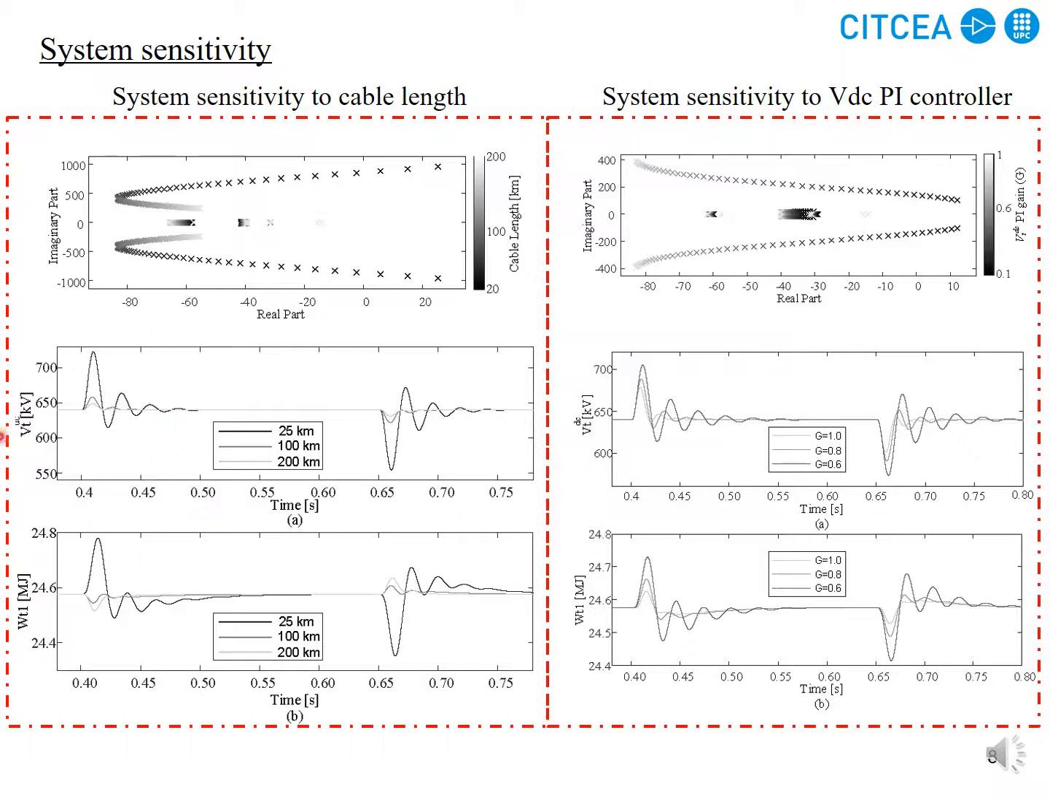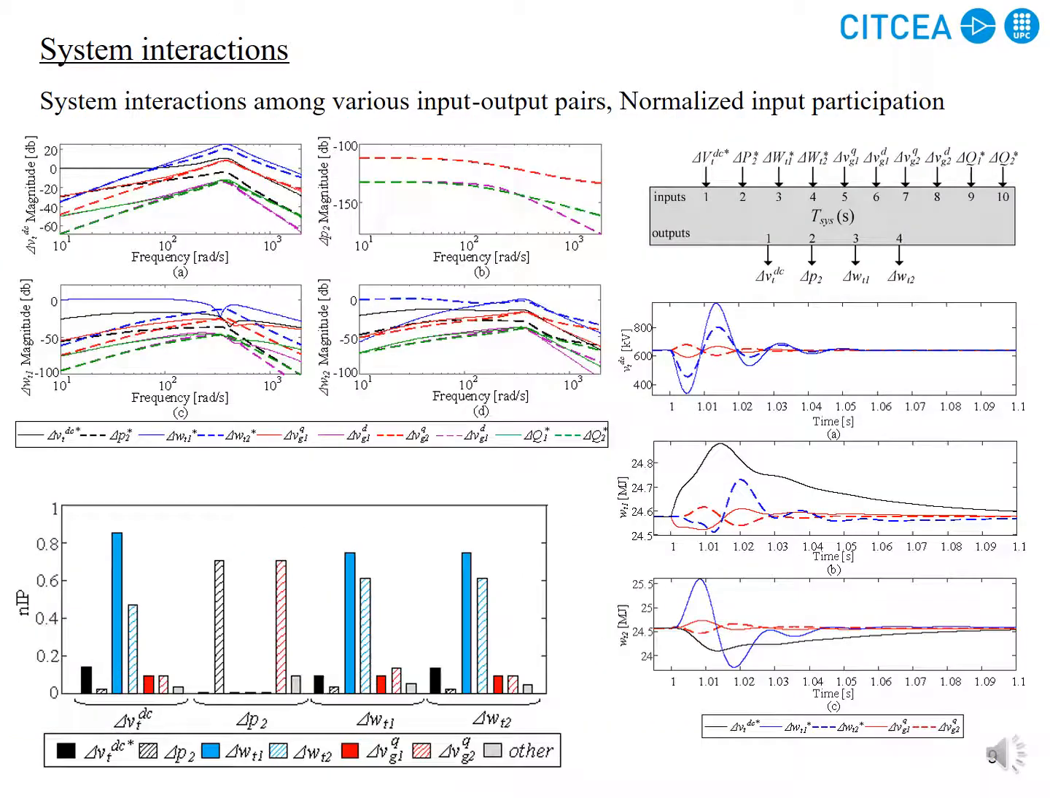The DC voltage and the total energy control loops show that when the cable length is decreasing, the system undergoes high transients. This is the same in the system sensitivity with regard to the DC voltage PI controller. When the gain of the PI controller is reduced from 1 to 0.1, the system becomes less stable. This is also confirmed with the time domain analysis. Next step is to have a look at the system interactions.